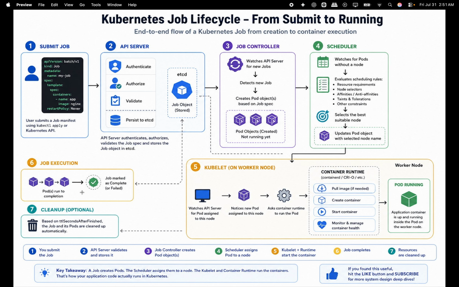So the key takeaway is that you submit the job, the API server validates it and stores it in etcd, the job controller creates pod objects, the scheduler assigns the pod to a node, the kubelet and runtime actually start the container, the job completes, and resources are cleaned up.